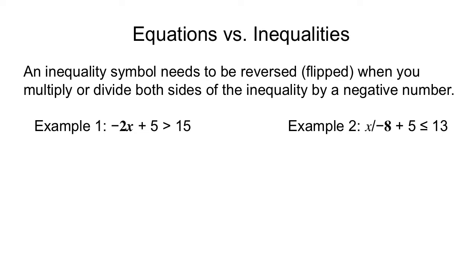So looking at example 1, I can see that when I'm going to solve this, because there's a multiplication of a negative, I'm going to have to eventually divide by a negative. This sign's going to get flipped. And then over here, in example 2, since there is division by a negative, I'm going to have to multiply by a negative to get rid of that. So this sign's going to get flipped.